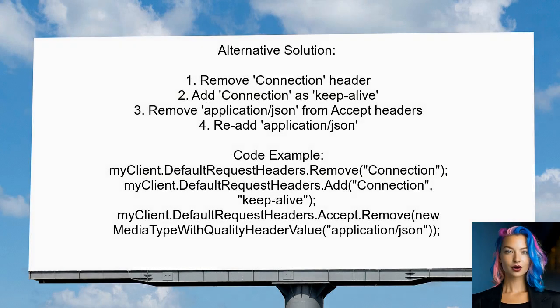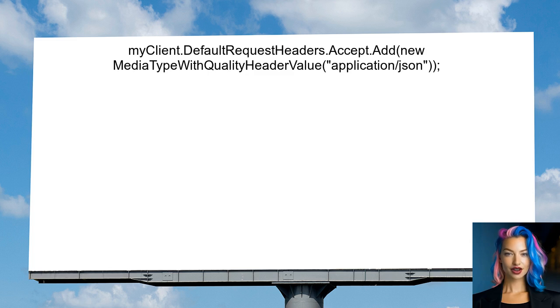An alternative approach to remove the default charset in your HTTP client request headers involves modifying the headers directly. First, you can remove the existing connection header and then add it back with the value keep alive. Additionally, you can remove the application JSON from the accept headers and re-add it. This ensures that the charset is not appended to your request.